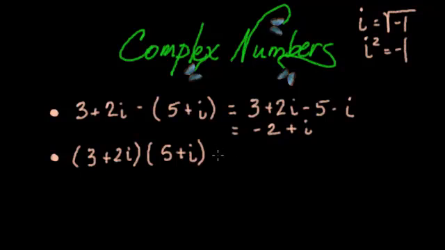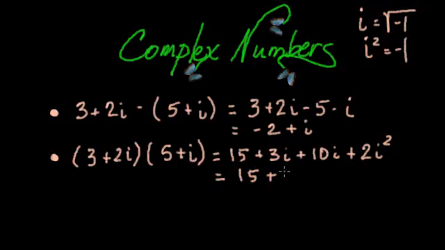I'm next going to look at the multiplication example. In the multiplication example, I'm going to multiply this entire quantity times this entire quantity. Some of you will call that FOIL. Multiply 3 times 5, that's 15. And then 3 times i, that's plus 3i. 2i times 5 would be plus 10i. And then I'll have 2i times i, which would yield plus 2i squared. You can only add like terms. So I'll have 15 plus 13i.